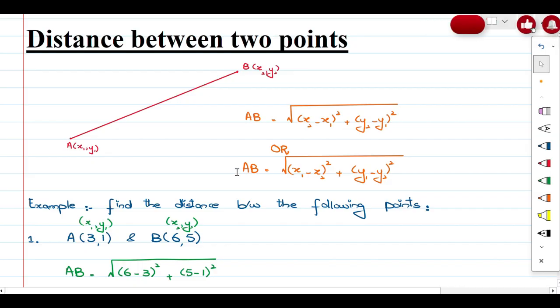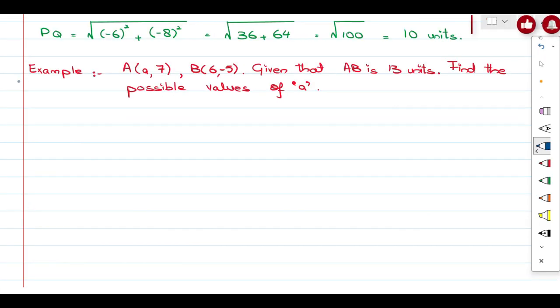Now let's do another example. Let's consider this challenging example. If you have the ending point of the line, A has a point A, 7, and B has a point 6 and minus 5, and the question gives that the distance between the points AB is 13 units and you need to find out the possible values of A. Values of A means there must be more than one value, right? So now the distance between the 2 points is given. You need to figure out one missing coordinate, that is this A.